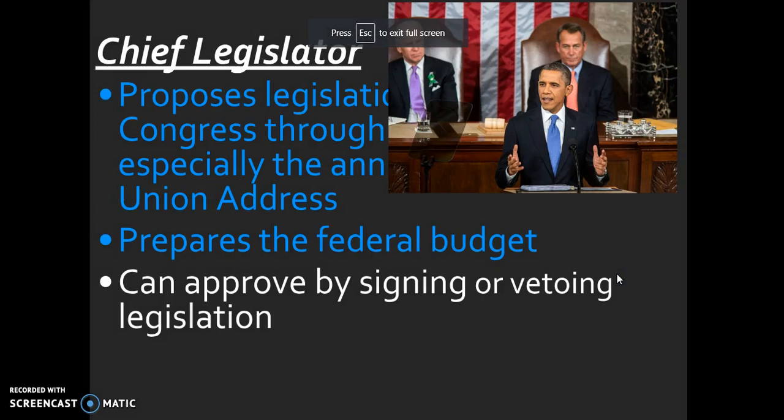Next role of the president is chief legislator. Now we don't want to get confused, because the president does not make legislation, but he does have an impact on it. He proposes legislation to Congress through speeches, especially the annual State of the Union address. He prepares the federal budget, in other words, setting out what the categories are. We know that needs to be approved by Congress, and he can approve by signing or vetoing legislation.